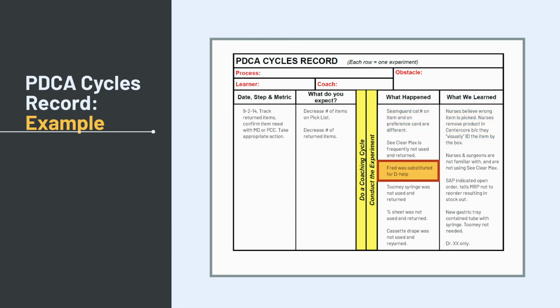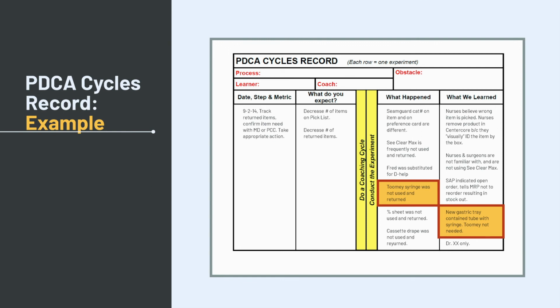They found that due to a stockout, another supply had been used, prompting additional questions around the stockout. They also found that one of the newer models of the gastric tray contained a tube and a syringe, so the syringe requested was no longer needed, even though they had been including them both on the case cart for months.